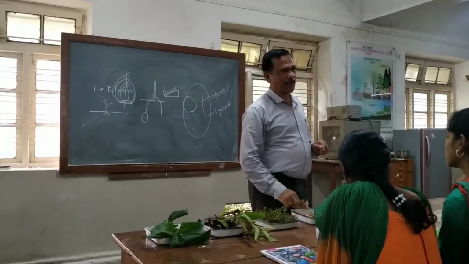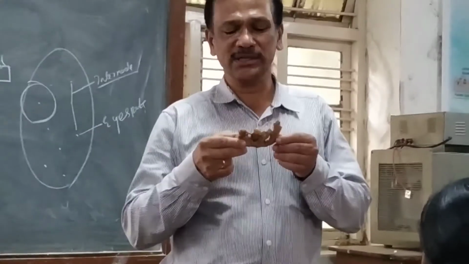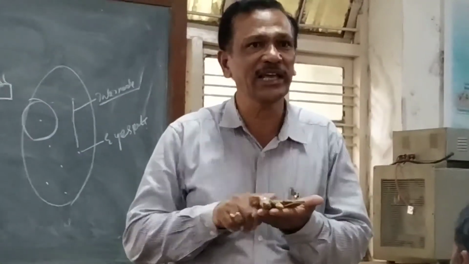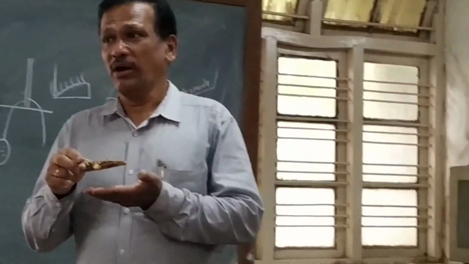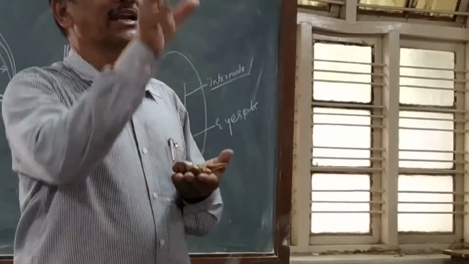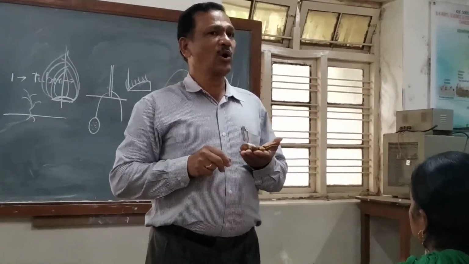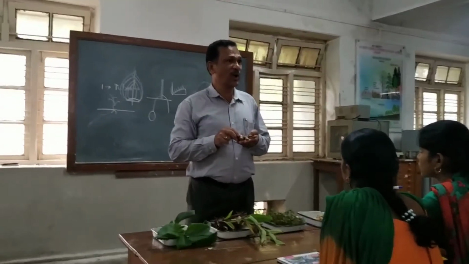Third one is rhizome. It is rhizome because this rhizome is growing horizontally in the soil. This is called horizontal rhizome. At the same time, there is one vertical rhizome also. Vertical rhizome that is seen in Colocasia, Araceae family. Colocasia.